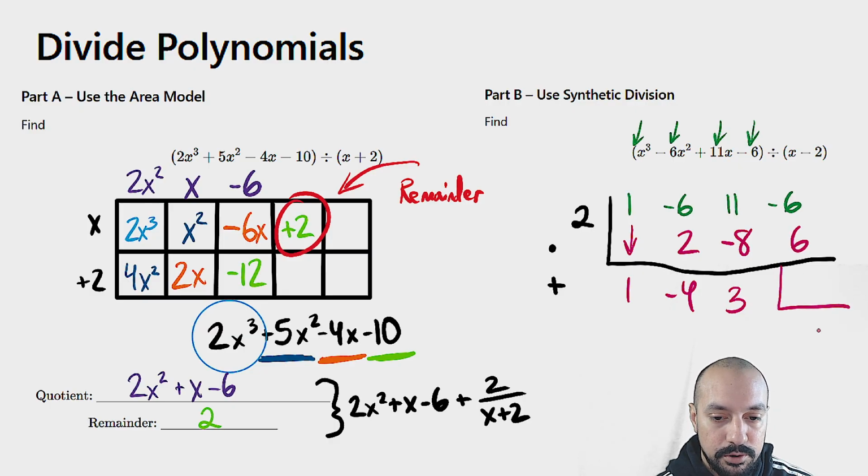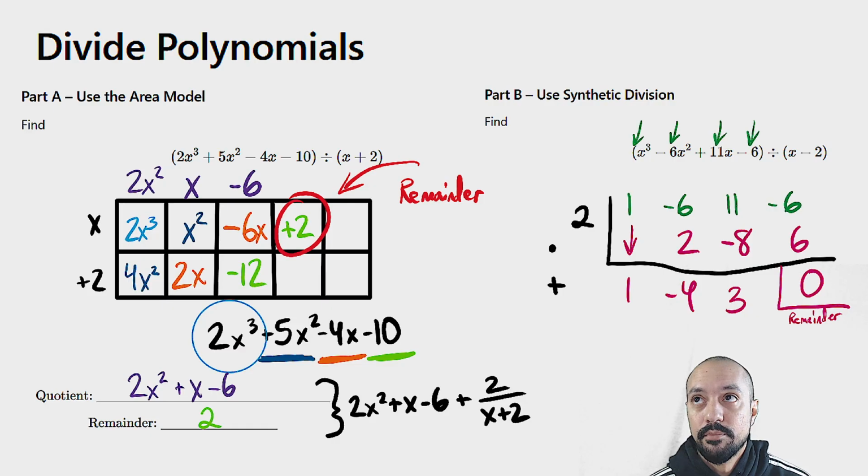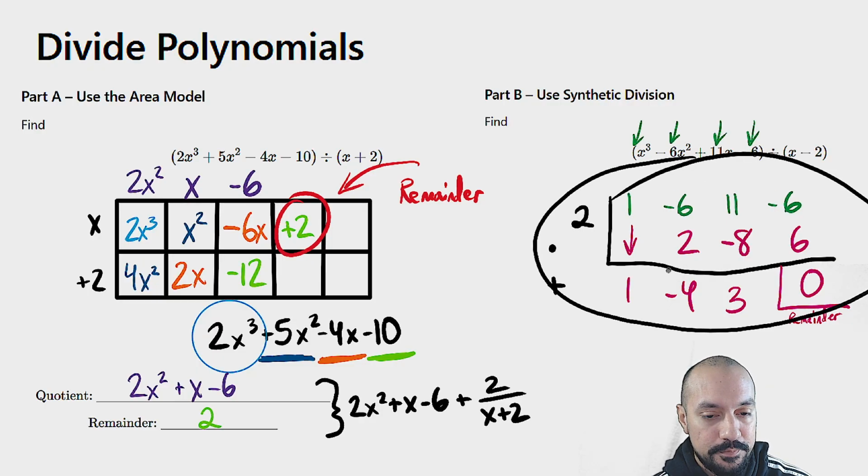I like to do a little box here because this last value will always be your remainder. And in this case, our remainder is 0. So we actually don't have a remainder. Now, you might be saying, I started off with a polynomial, but 1 minus 4 plus 3 doesn't look like a polynomial. But what's happening is that we haven't added the variables back in yet. This is just kind of like our scratch work here.